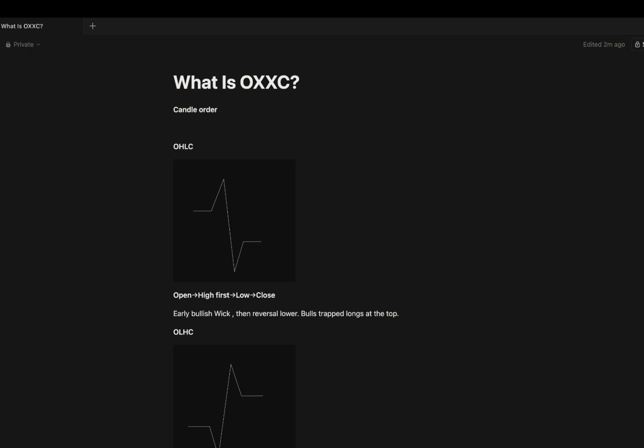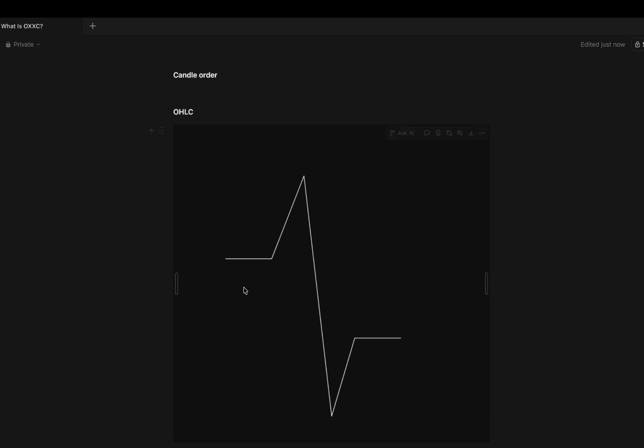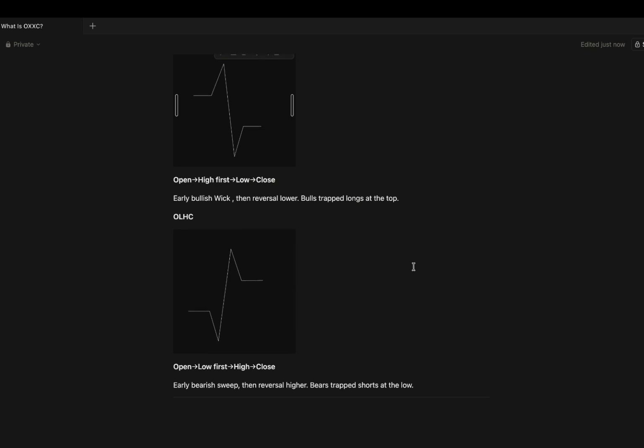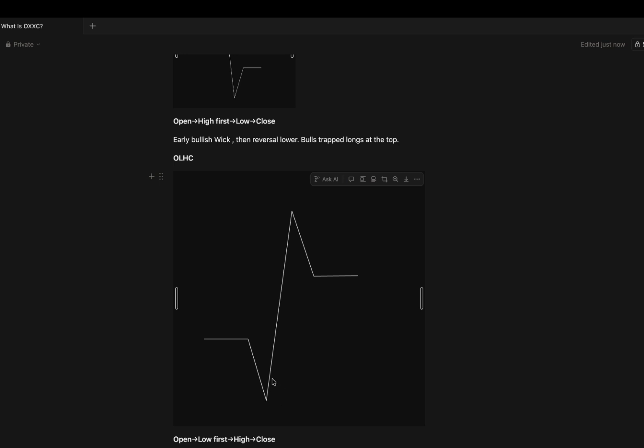You could see that in a bearish scenario, a candle would open, put in a high, and then put in a low, and then close. As you can see in this little drawing that I made, we get our open, high, low, close. And the same thing goes for a bullish scenario. As you can see, we get an open, low, high, close.